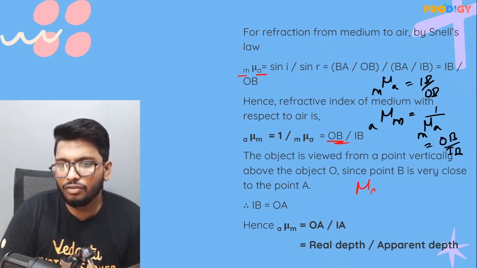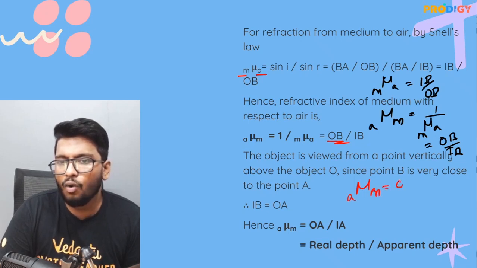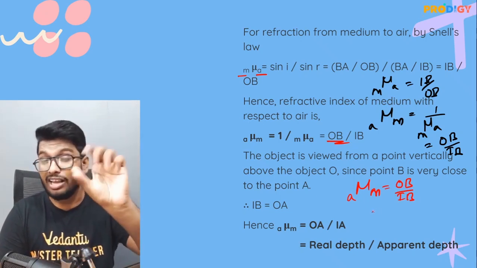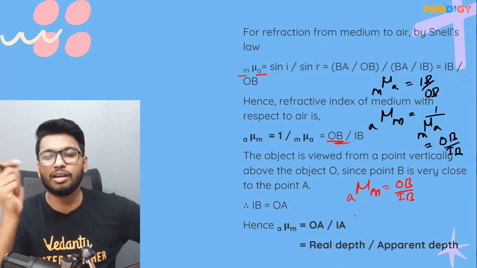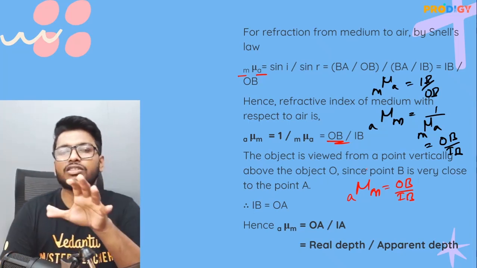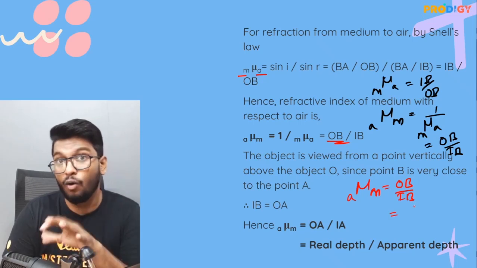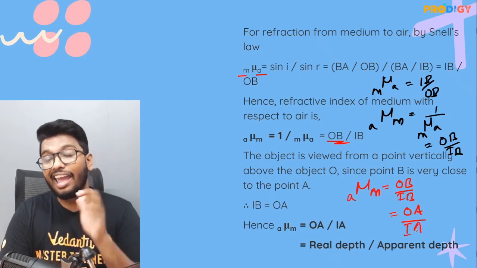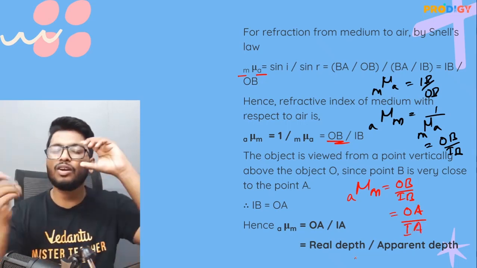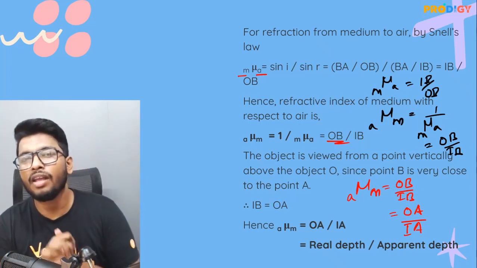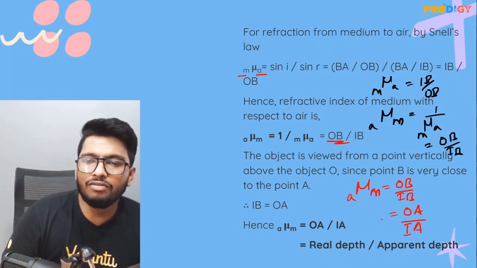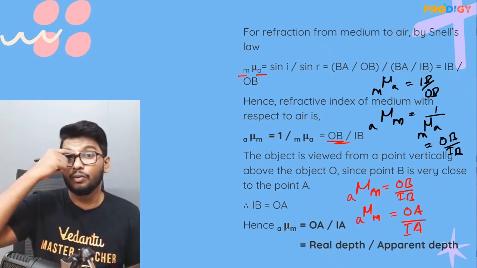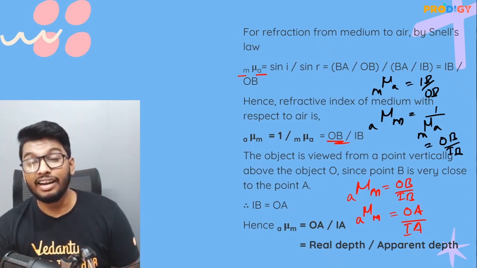The refractive index of the medium with respect to air is OB divided by IB. Since A and B are very, very close to each other, only a couple of millimeters or centimeters away, I can say that A is almost equal to B. So instead of OB, I will write OA, and instead of IB, I will write IA, because the distance is almost equal. So this is how you are proving that the refractive index of a medium with respect to air is equal to the real depth divided by the apparent depth.